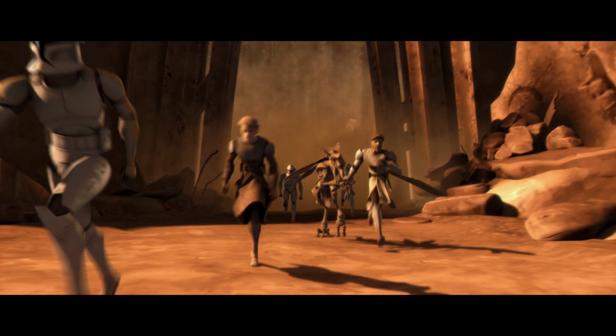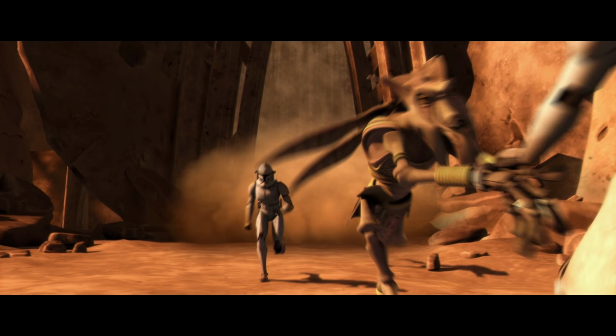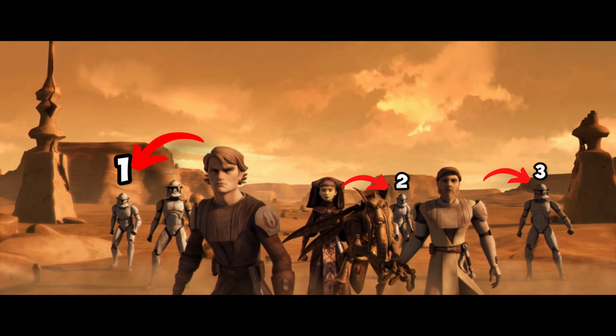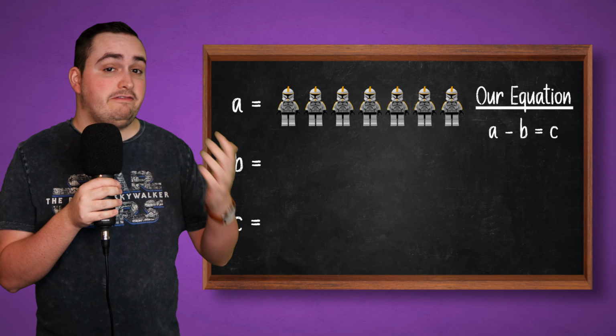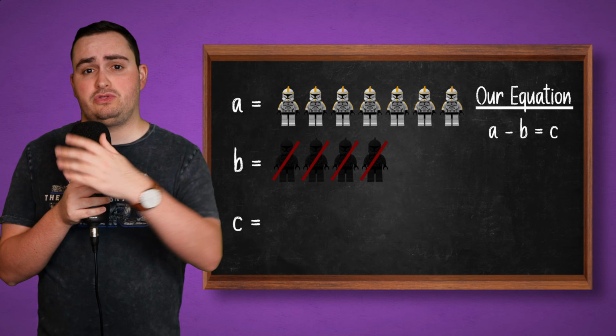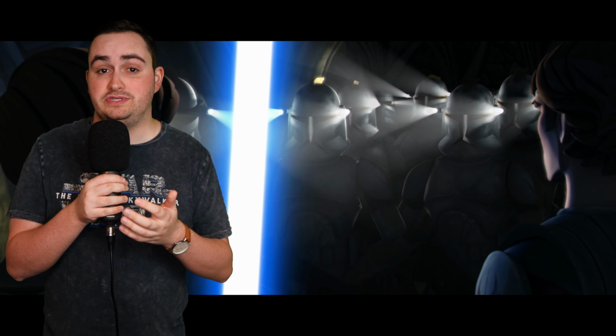But the episode ends with 3 212th troopers running away and surviving the whole ordeal. You can clearly see all 3 of them right here. So this is what I meant before. From a technical standpoint, the math does work. 7 went in, 4 died, 3 lived. That works. The problem though, of course, was that within the episode, there were times where there were more clones than there should have been.